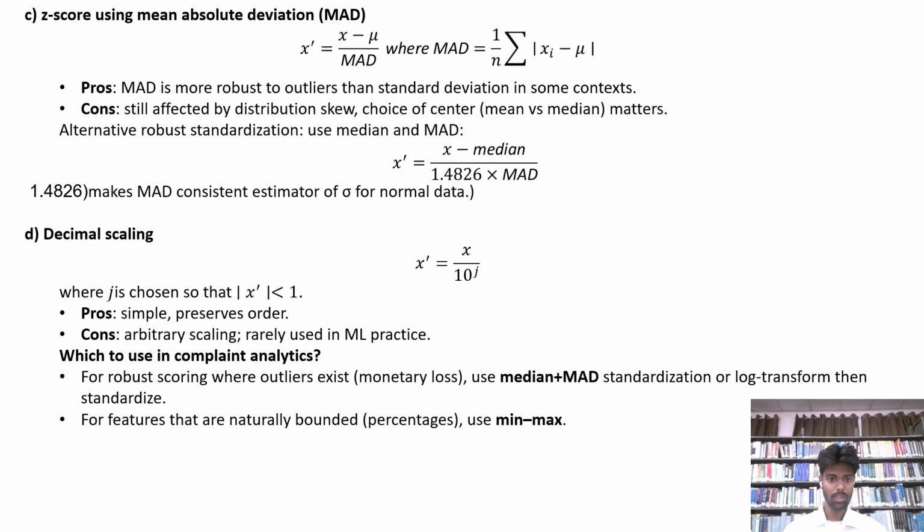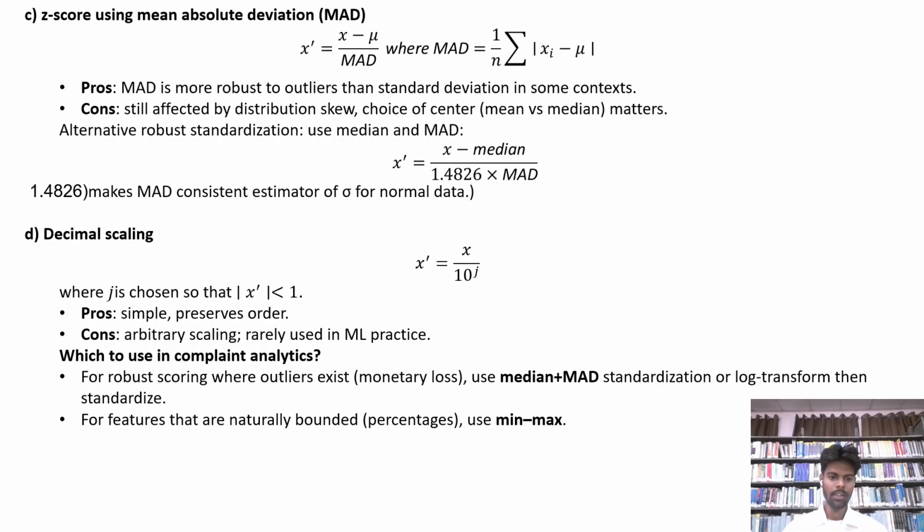C. Z-score using mean absolute deviation, MAD. The formula is x prime equals x minus mean divided by MAD, where MAD is 1 by n times the summation of absolute xi minus mean, where i goes from 1 to n. Pros include that MAD is more robust to outliers than standard deviation in some contexts. Con: it is still affected by distribution skew, and the choice of center matters. Alternate robust standardization uses median and MAD.